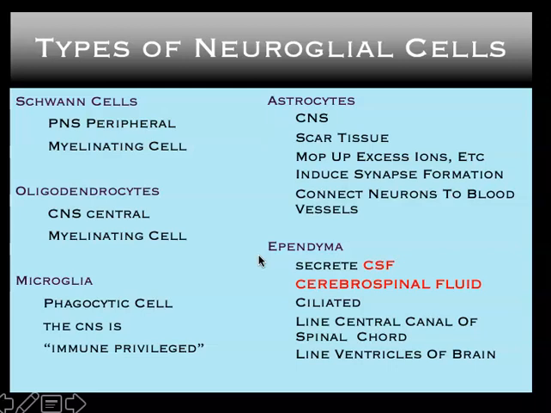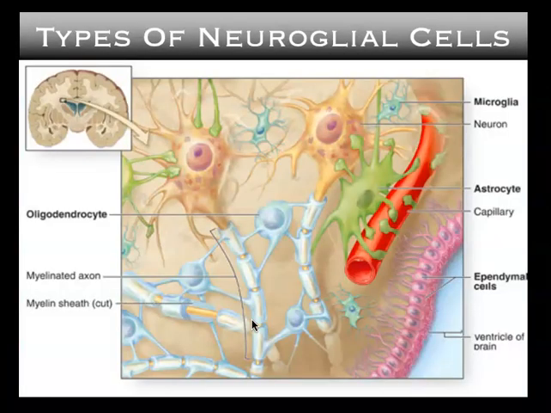Last but not least are the ependymal cells, right? The ependymal cells secrete cerebrospinal fluid, all right? These cells are ciliated. They line the central canal of the spinal cord and these big cavities in the brain we call ventricles, all right? So cerebrospinal fluid helps support the brain, and we'll talk about the role of cerebrospinal fluid in our upcoming lectures on meningitis.